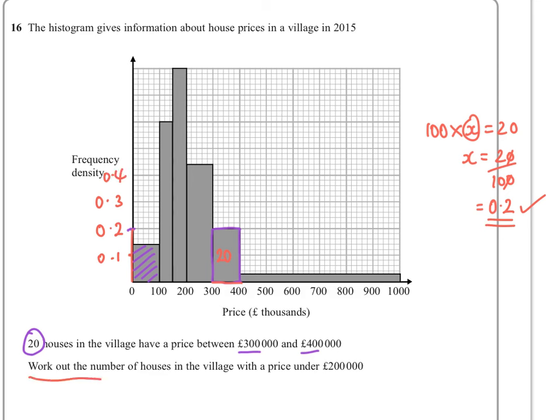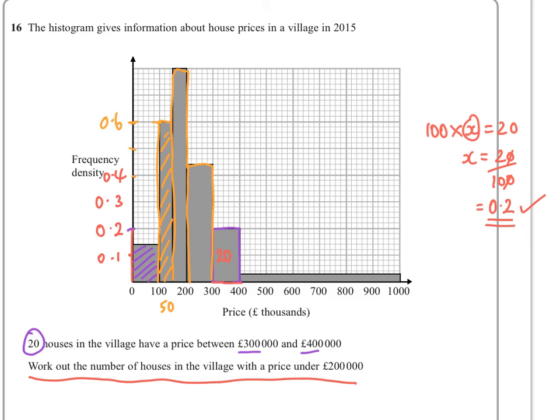So it says work out the number of houses in the village with a price under 200,000. So we want all of these areas here, because the area basically represents the frequency. That's all you need to know about histograms. So for this one here, let's do this one first. It's going to be 50 multiplied by 0.4, 0.5, 0.6. So we've got 50 times 0.6, and I can leave that till later.